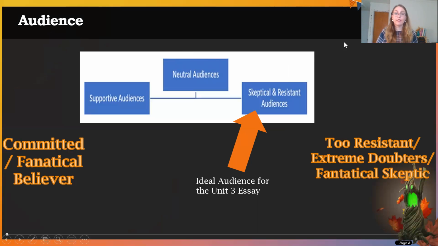And as you see here, I wrote on the far ends of the scale, committed believers and the fanatical skeptics, who are too resistant and too extreme. These are the people you want to keep in mind. These are the people you do not want to appeal to when you are thinking of what skeptical audience you want to appeal to. You want to hit that sweet spot, sort of. Find that ideal skeptical audience to appeal to with your controversial issue in the Unit 3 essay.